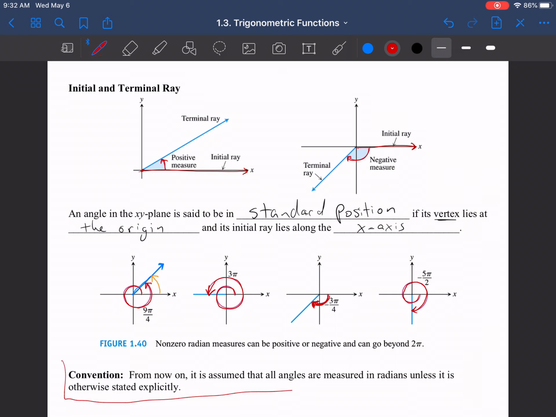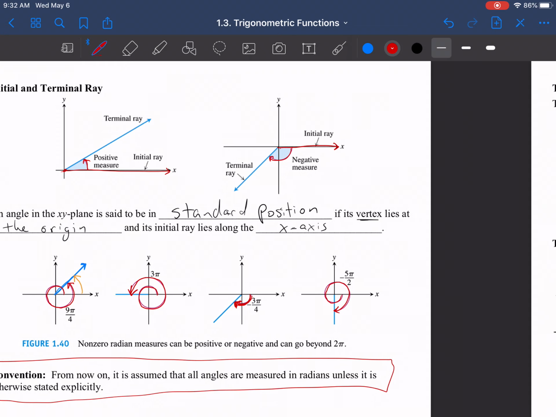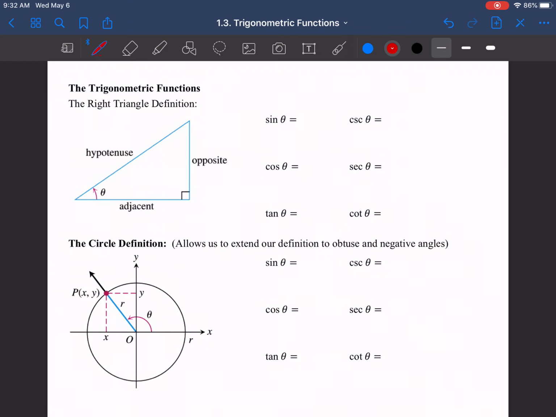All right, also take note of this. From now on, we are going to assume everything's in radians unless it is otherwise stated. So if you get an angle measurement, assume it's radians, not degrees, unless it tells you specifically that it is degrees and not radians. All right, let's go through the trigonometric functions here.